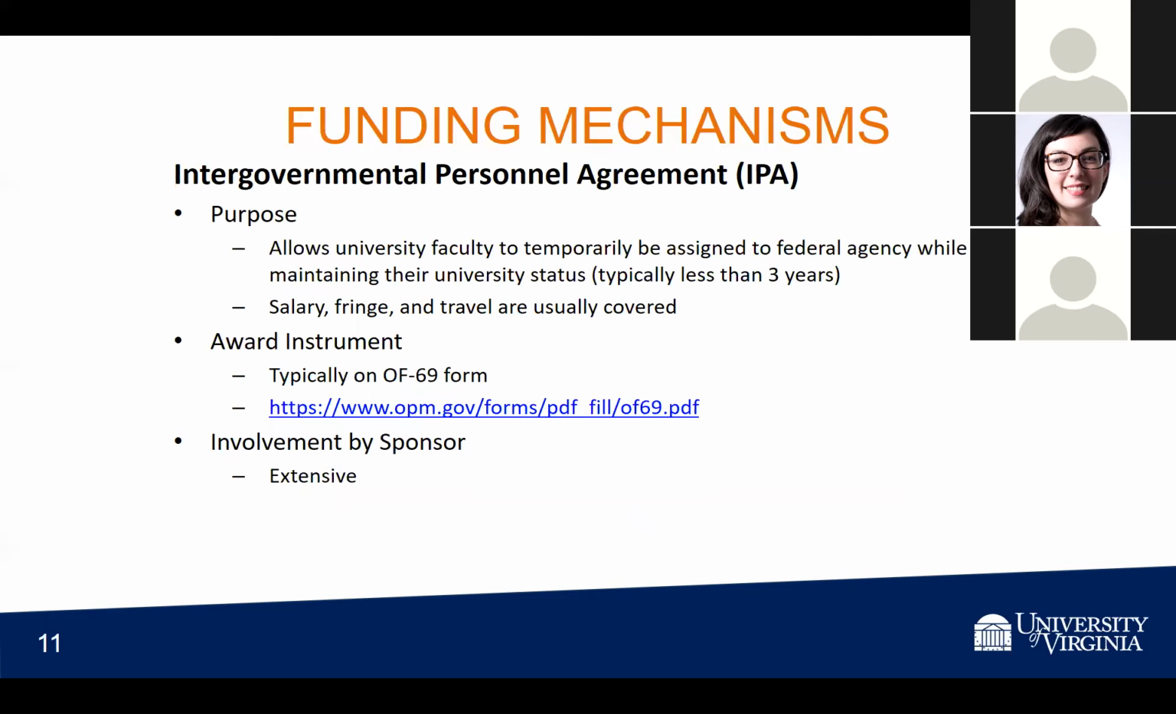In the last funding mechanism, a little bit less common, the Intergovernmental Personnel Agreement, known as the IPA, the most tasty of all the funding mechanisms. The purpose allows university faculty to temporarily be assigned to a federal agency while maintaining their university status, typically less than 3 years. Salary, fringe, and travel are covered. I've seen these come through a number of times for some of our engineering faculty with, say, NSF. And there's a form link here that will show you sort of the template that award instrument looks like. And the involvement by the sponsor is extensive because one of our faculty is going to go work on behalf of the federal agency. And so they're very obviously keen on being engaged in that arrangement.